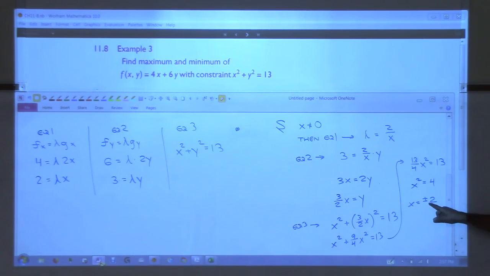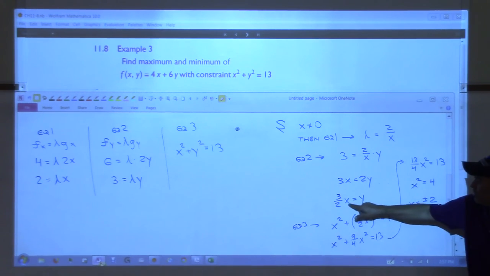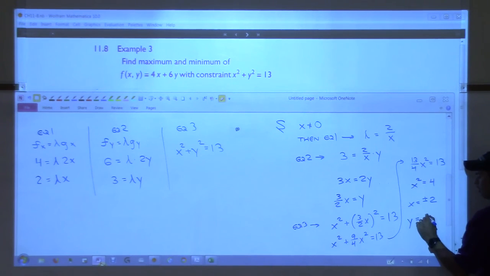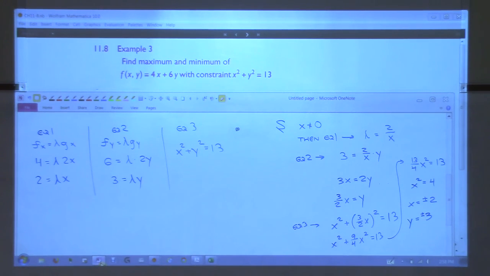So if x is plus or minus 2, then what's y? Yeah, so you have to go through and get y. y is 3 halves x. So now, using that, what happens when we plug in positive 2? We get 3. And when we plug in negative 2, we get negative 3, plus or minus 3. Y'all with me?